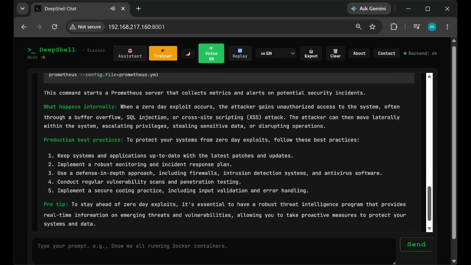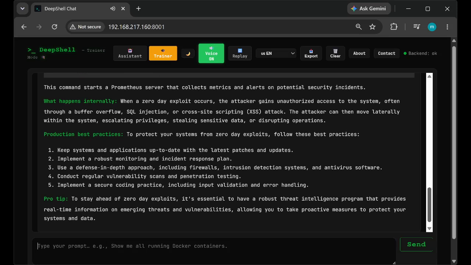What happens internally? When a zero-day exploit occurs, the attacker gains unauthorized access to the system, often through a buffer overflow, SQL injection, or cross-site scripting (XSS) attack. The attacker can then move laterally within the system, escalating privileges, stealing sensitive data, or disrupting operations.